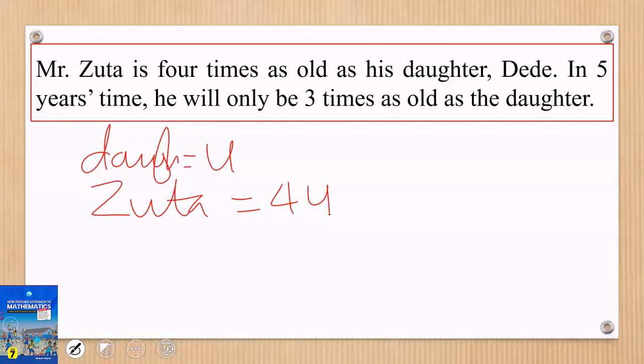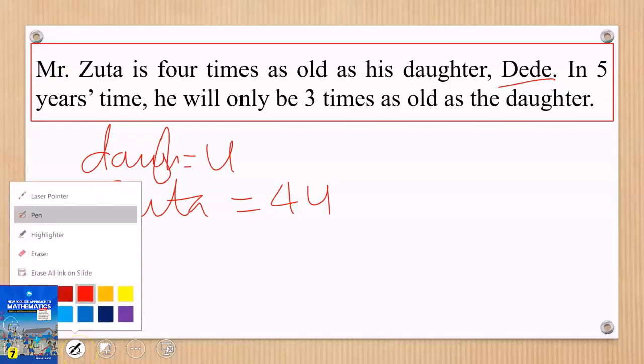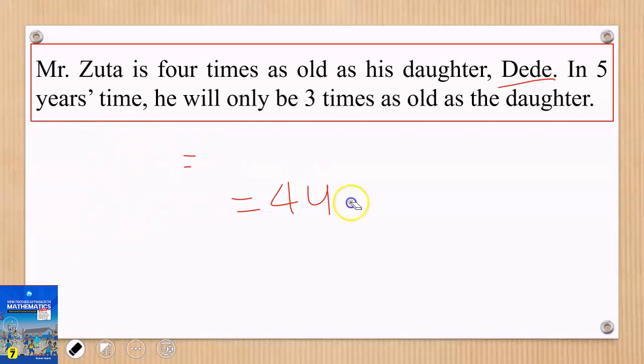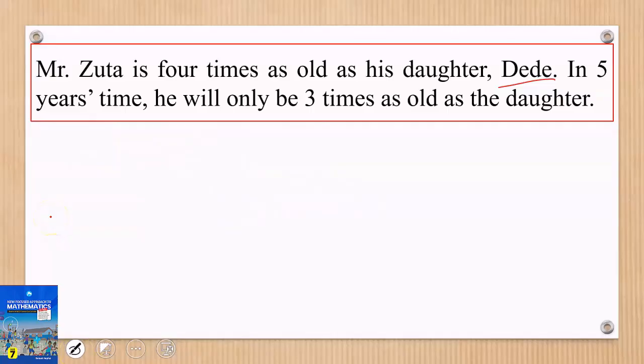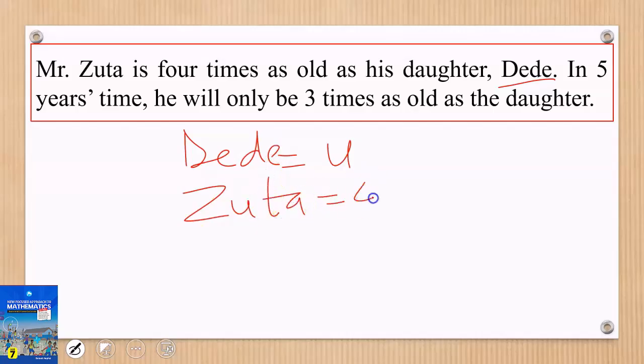Here they mentioned the daughter. So let me say Mr. Zuta is 4 times as old as his daughter Dede. Let me write the whole thing and make it Dede so that it will be easier for us to understand. So how old is Dede now? Dede we don't know, so we are saying that Dede is equal to u years. Then Mr. Zuta will be 4 times today's age. That's what the question is saying.